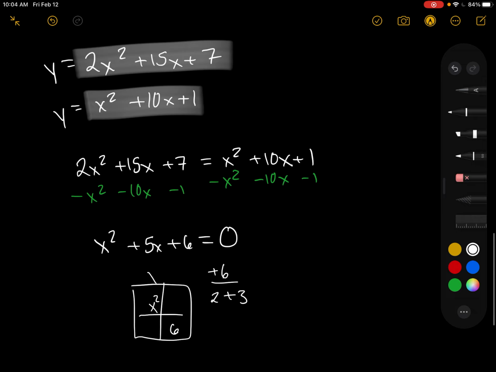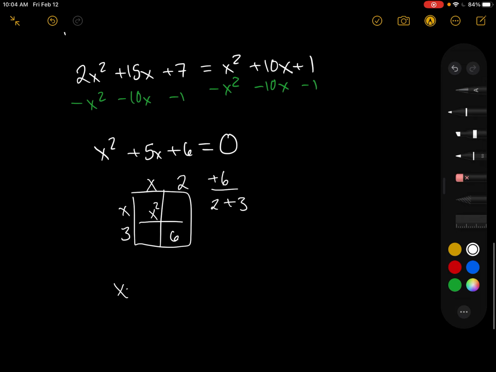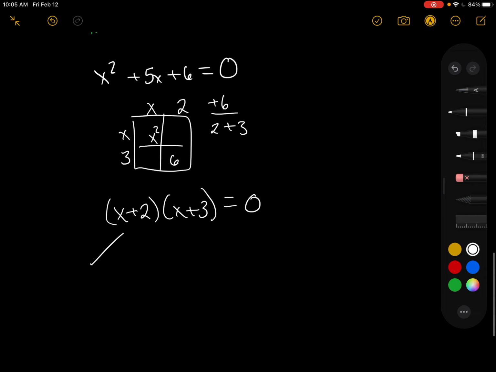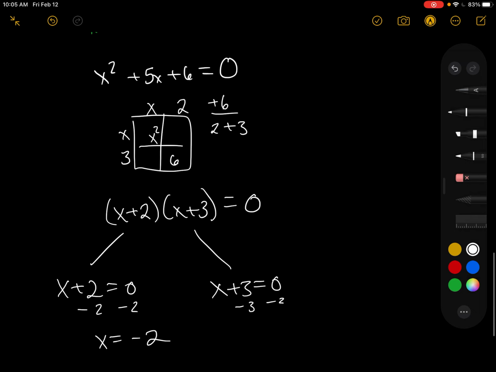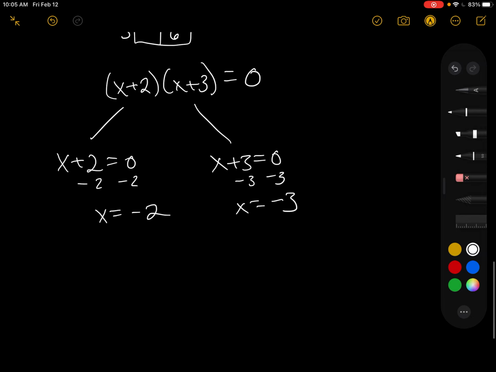2 and 3 get us positive 6. Set that equal to 0. And then each individual piece we can now solve for. And then our last piece of this function is to take these and now plug back in.